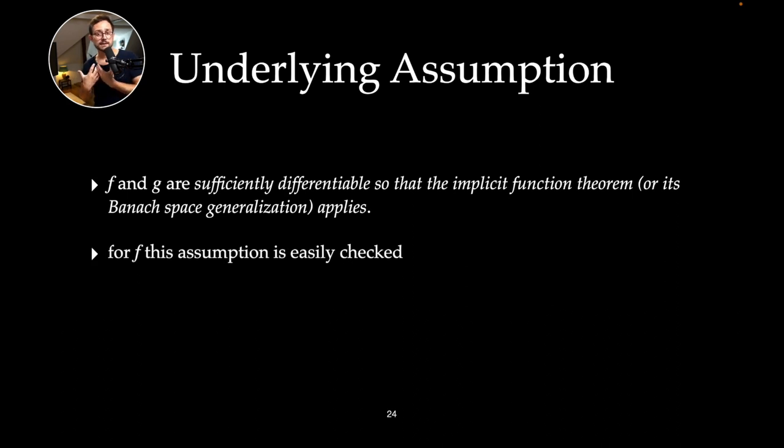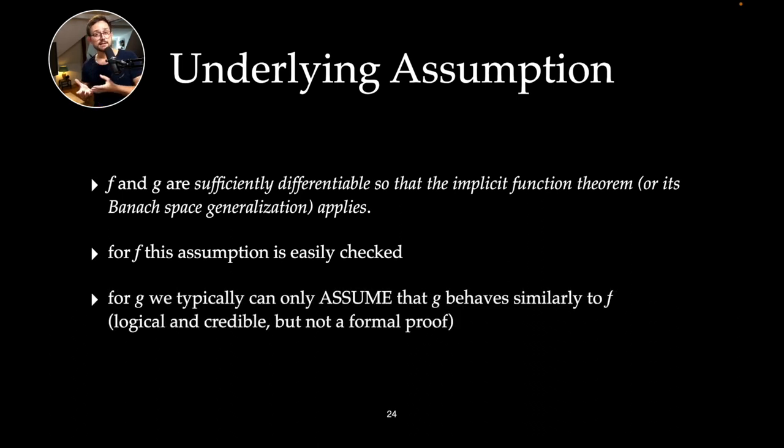Now, for my model equations, this assumption is easily checked. I mean, I'm creating my model. I can tell you that the log function is sufficiently differentiable, for instance. For g, we typically only assume this. We assume that because f fulfills those assumptions, for instance, the sufficient differentiable assumption, we assume now that g will probably behave similarly. And this is, in a sense, logical and credible for me at least, but there is no formal proof that we can do to actually show this to you, because we do not know g, the g function. So this is maybe one caveat that we have.